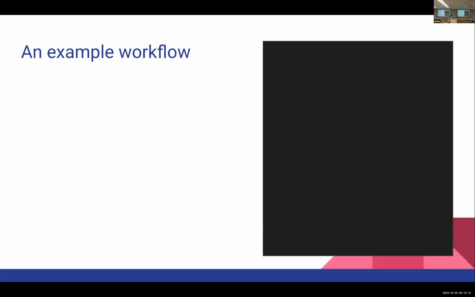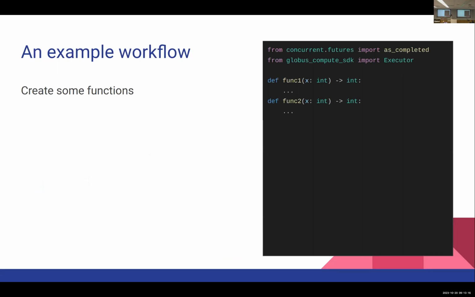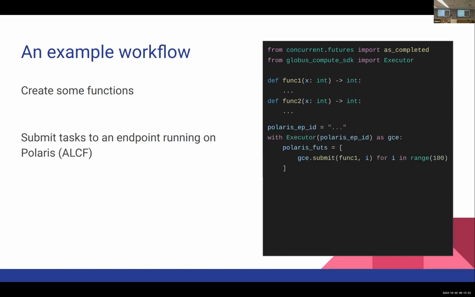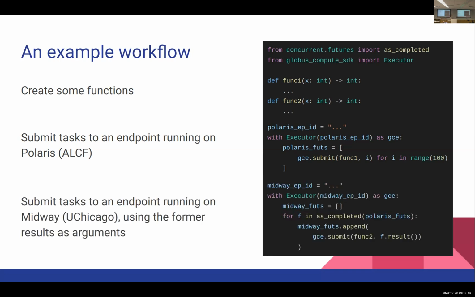All right, so I'll go through a quick example workflow. You'll create some functions, func1, func2, whatever is populated in there. Let's say, for example, I want to submit some tasks to an endpoint running on Polaris at ALCF. This is just an example. I'm going to submit 100 tasks that will call function 1, using the iterator items as arguments. So now I'll have a list of 100 futures waiting for results that will return in no specific order. Then let's say I want to submit tasks to an endpoint running on Midway, which is at UChicago, but I want to use the former results as arguments in the new task. So it's kind of a silly example.